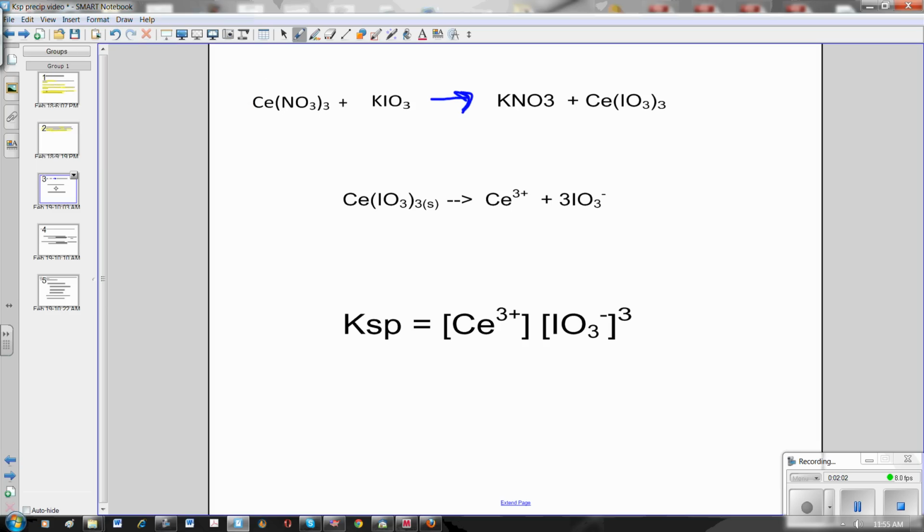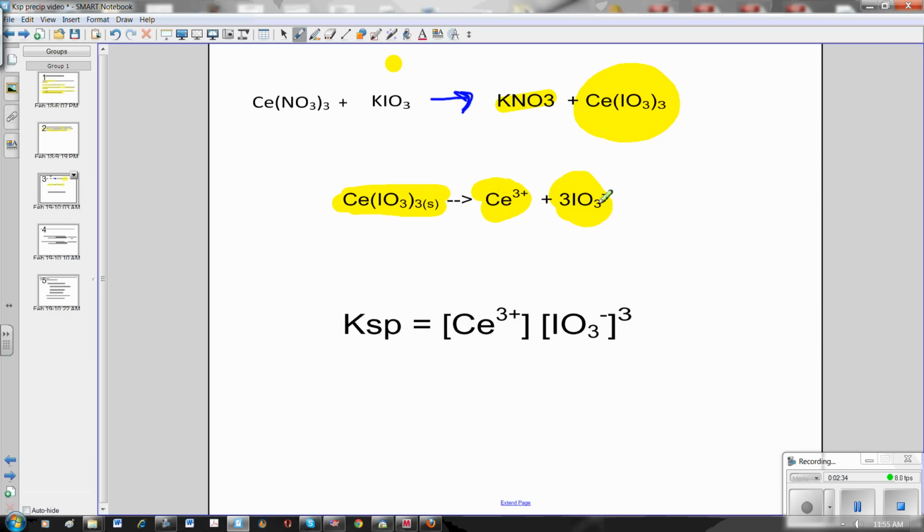So step 1, you basically use solubility rules to figure which one's going to be insoluble or slightly soluble. We know KNO3 is always soluble, so we don't have to worry about that. So that's going to be our precipitate, or our slightly soluble compound, similar to what we've already done in chapter 16. You're going to write the solid on the left-hand side. So Ce(IO3)3. On the right, it's going to break into Ce3+ and 3 IO3 1 minus.